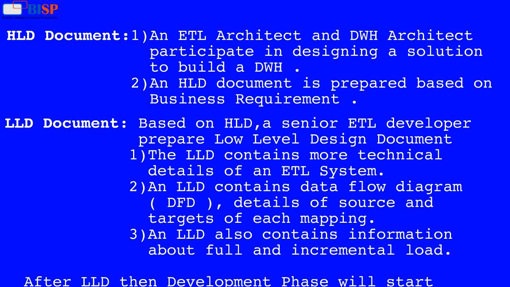LLD document. Based on HLD, a senior ETL developer prepares the low-level design document. 1. The LLD contains more technical details of an ETL system. 2. An LLD contains a data flow diagram, also known as DFD, and details of sources and targets of each mapping. 3. An LLD also contains information about full and incremental load. After LLD, the development phase will start.